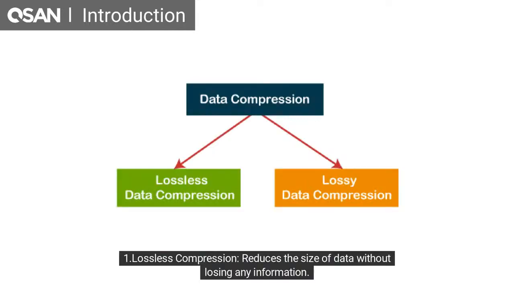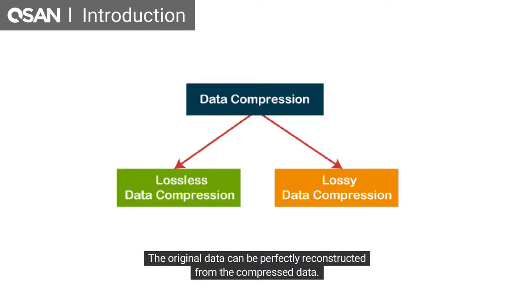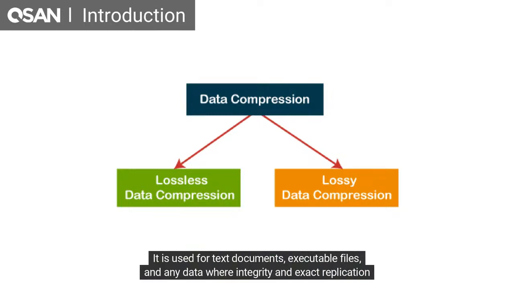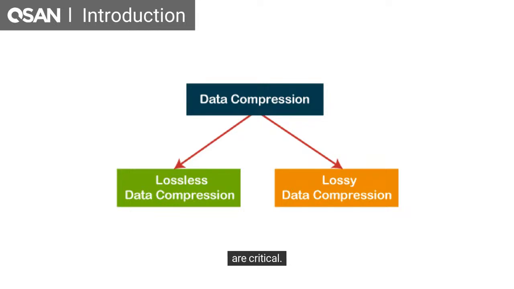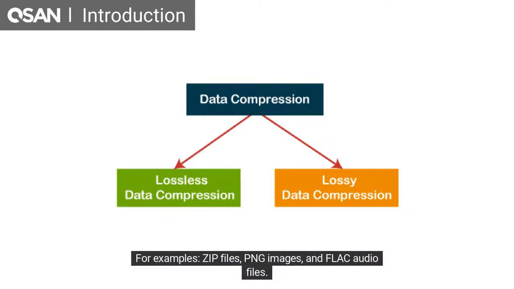1. Lossless compression reduces the size of data without losing any information. The original data can be perfectly reconstructed from the compressed data. It is used for text documents, executable files, and any data where integrity and exact replication are critical. For example, zip files, PNG images, and FLAC audio files.